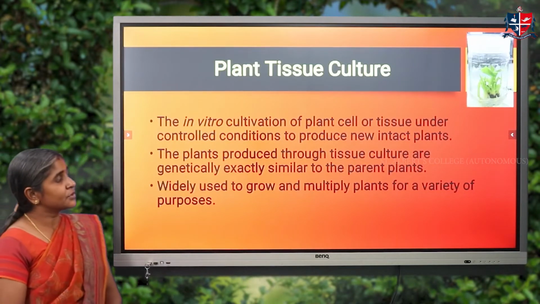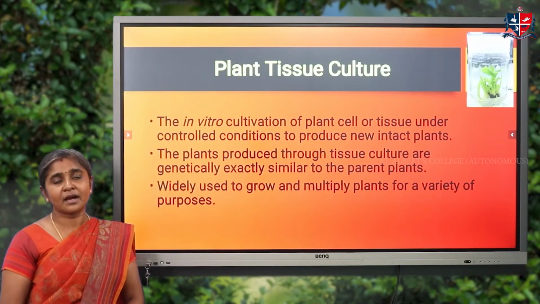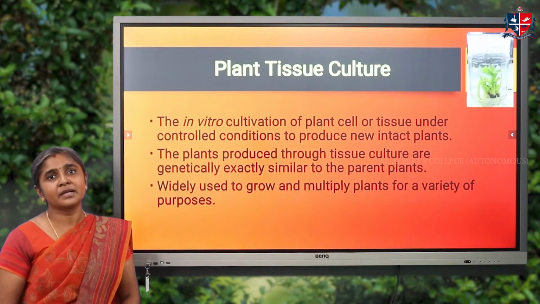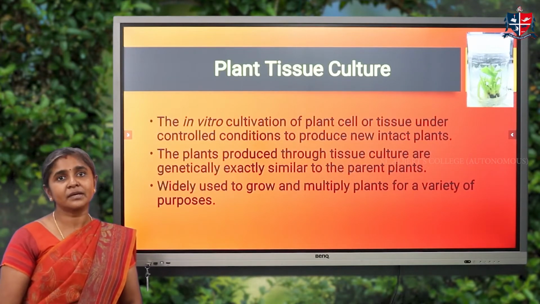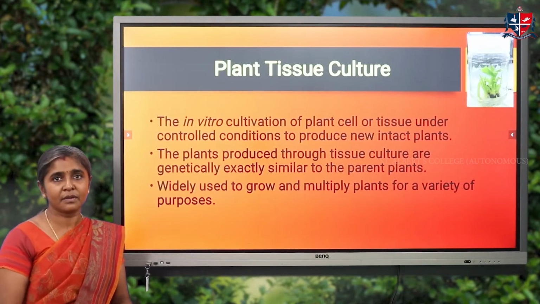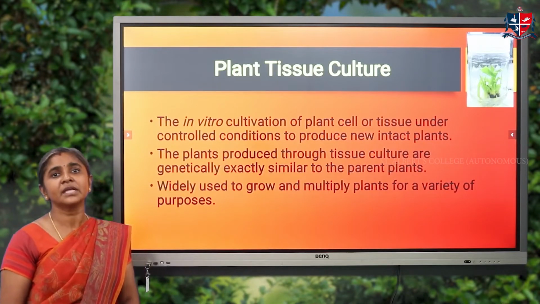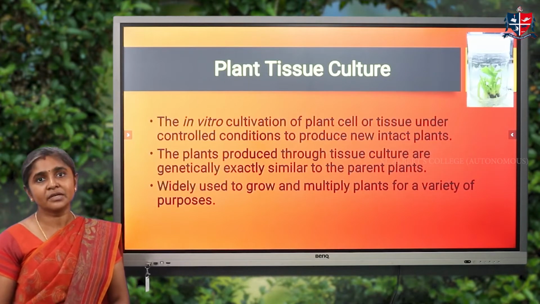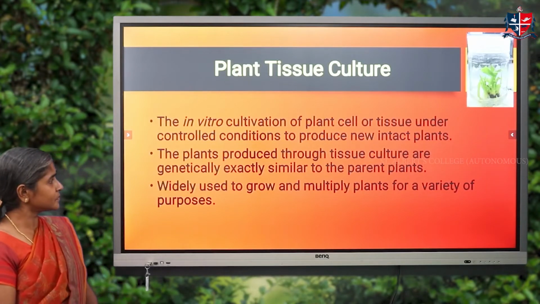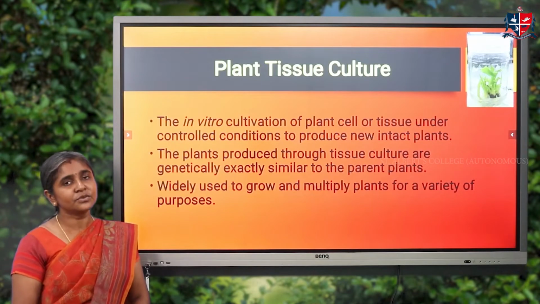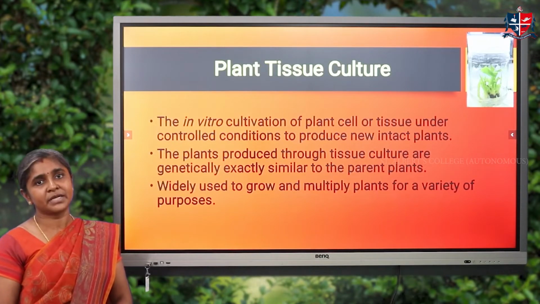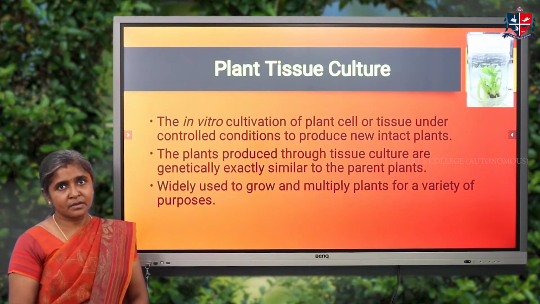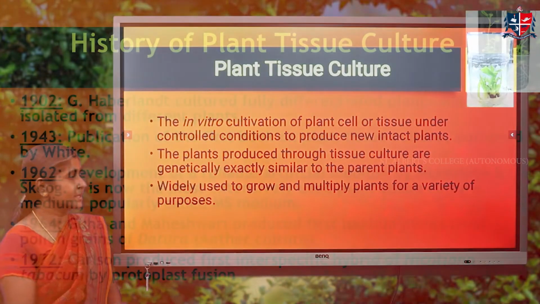So the plants produced through tissue culture, since they are being raised from the vegetative parts, these plants will be genetically similar to the parent plant. Whatever parent plant material we are using, the genetic makeup of the new plants will be similar to those parent plants. So it is widely used these days, not just for multiplying plants, but also for a number of other purposes, where it fares very nicely.